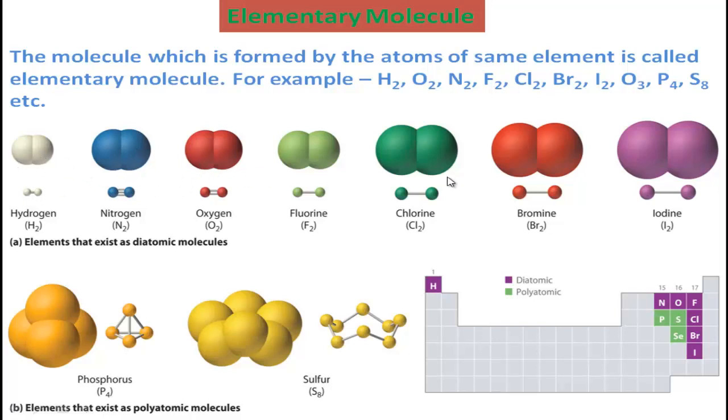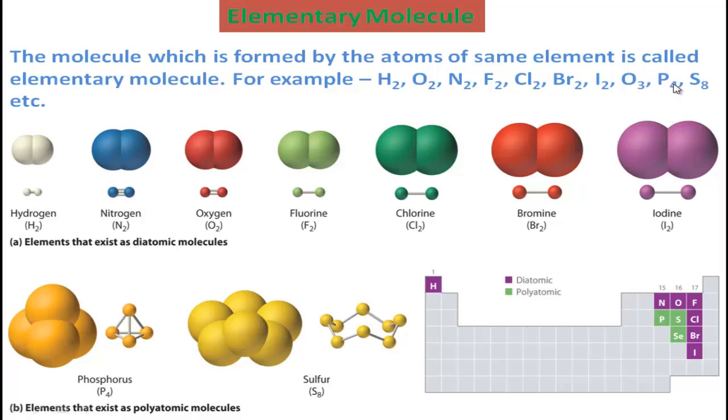And from this picture or from this formula, you easily understand here two atoms of hydrogen, two atoms of nitrogen, two atoms of oxygen, two atoms of chlorine, actually combined together to form a molecule. For this, they are called diatomic molecules. Di means two. So these molecules are actually made of two atoms, for this they are called diatomic molecules.